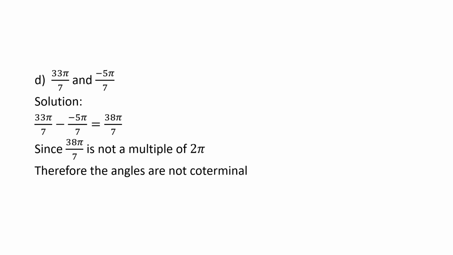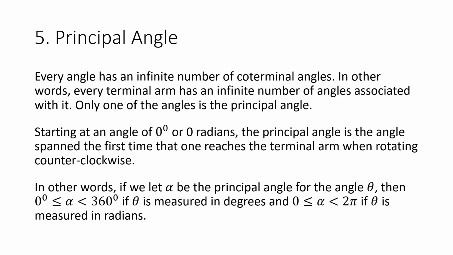But the angles 33π/7 and -5π/7 differ by 38π/7, which is not a multiple of 2π, so they are not coterminal. Now, another term we should know is principal angle. Every angle has an infinite number of coterminal angles.